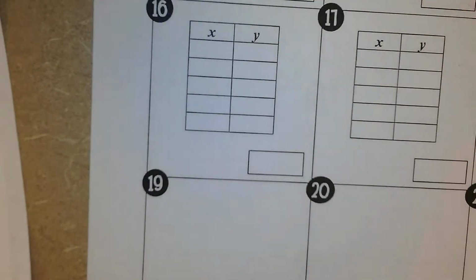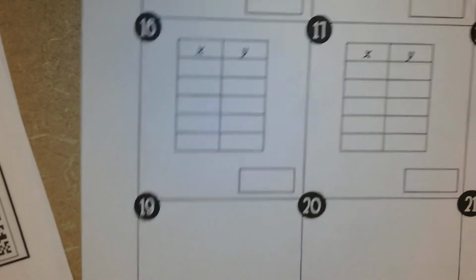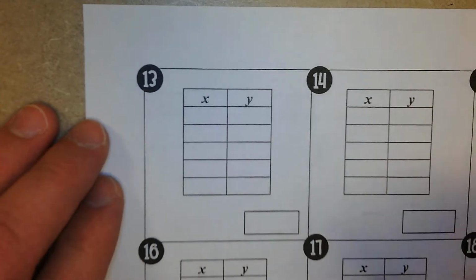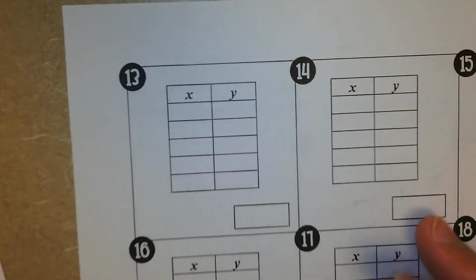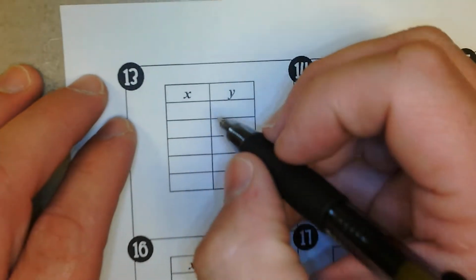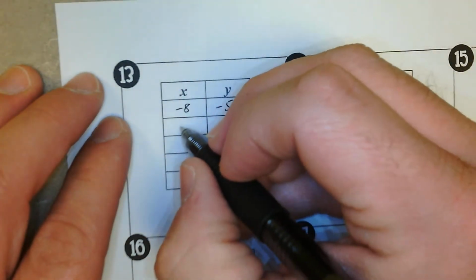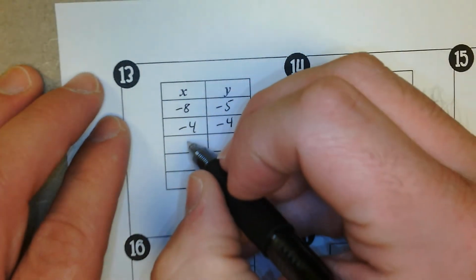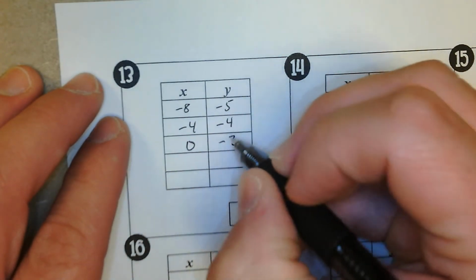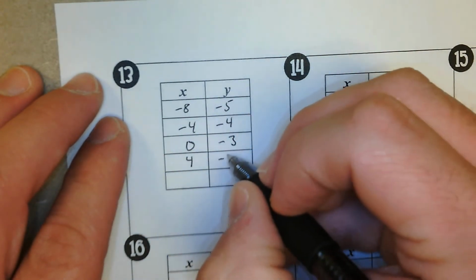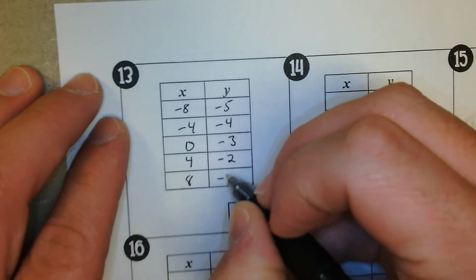Okay, going to the tables. Alright, so let's take a look at number 13. You put in the values that they give you here. So I'm looking at number 13 on the card. So I'm going to put in my x and y values. So I have -8 and -5, -4 and -4, 0 and -3, 4 and -2, and 8 and -1.